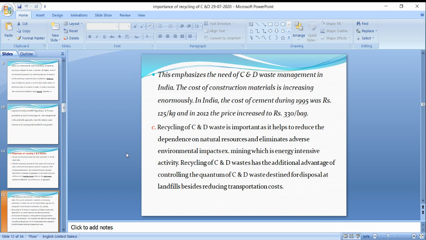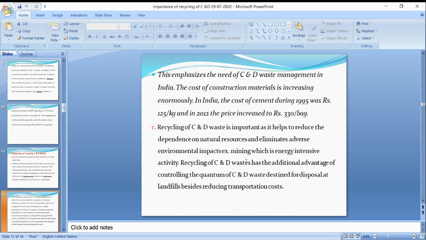Recycling of construction and demolition waste is important as it helps to reduce the dependence on natural resources and eliminates adverse environmental impacts. If you recycle the waste material, we can obviously reduce the use of natural resources. For construction we generally require natural resources only: water, aggregate which comes from the ground itself, and cement. All of these come from natural resources.